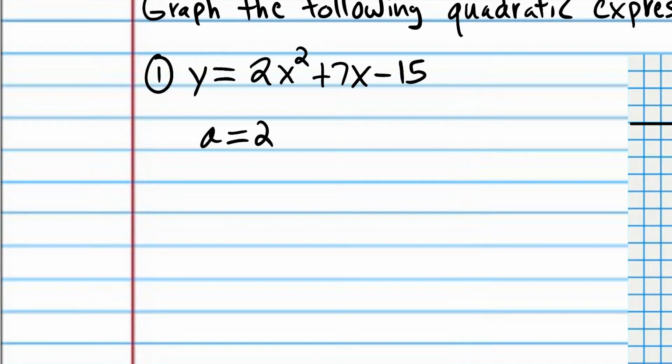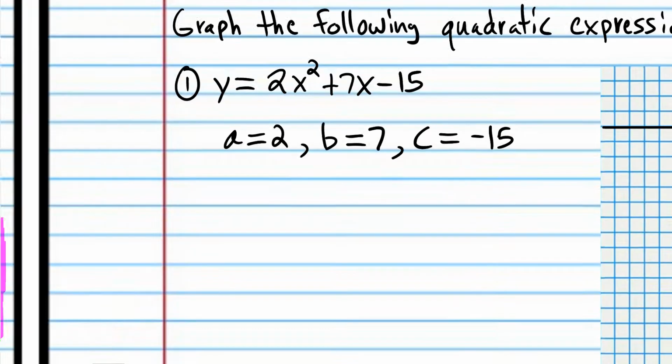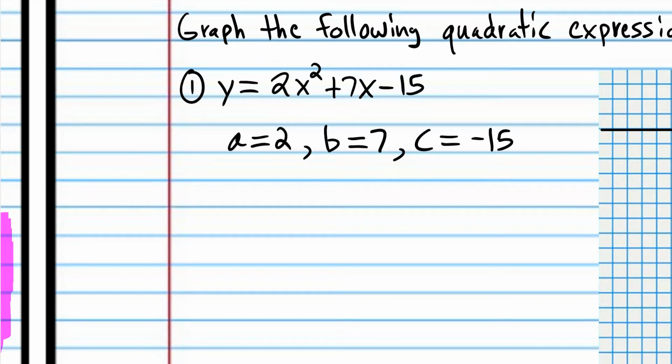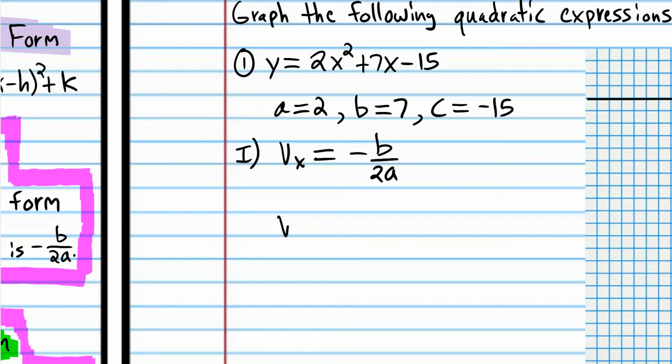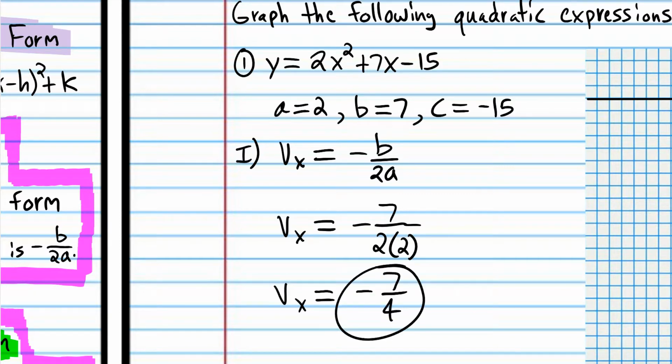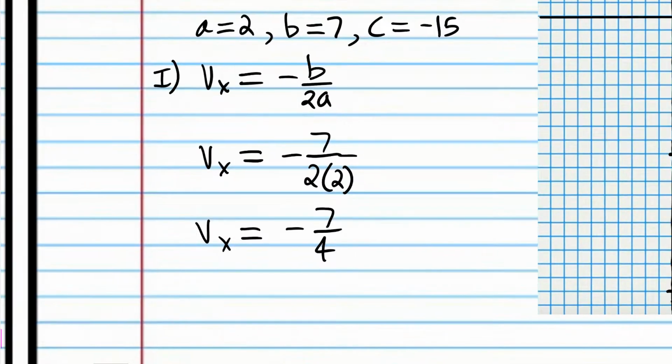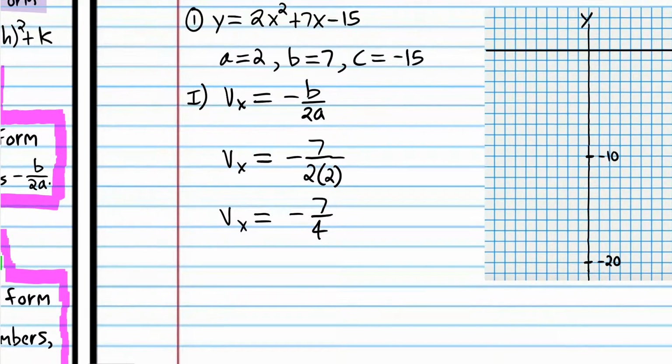We're going to label the constants because this is standard form, and as usual, the first step is going to be to find the vertex, and to do that we're going to first find the x value of the vertex, and we're going to use that formula, and we're going to plug in b, which is 7, and a, which is 2, and that expression simplifies to negative 7 over 4. So this is what I mean when I say we're going to have to work with fractions. You can't avoid it. They're a part of the math curriculum.